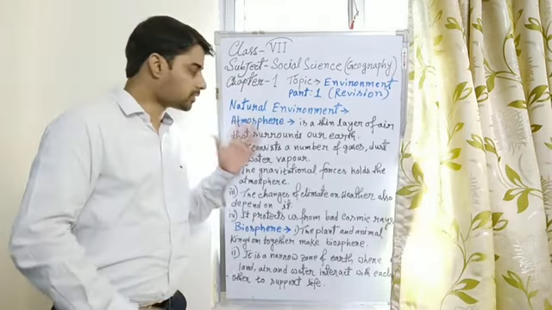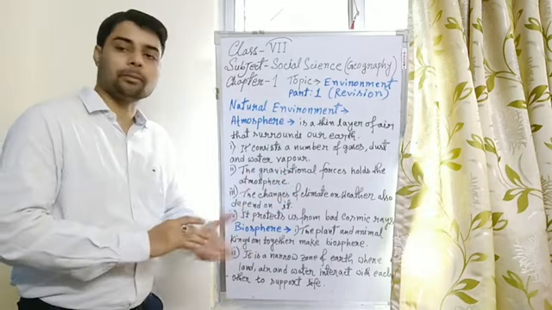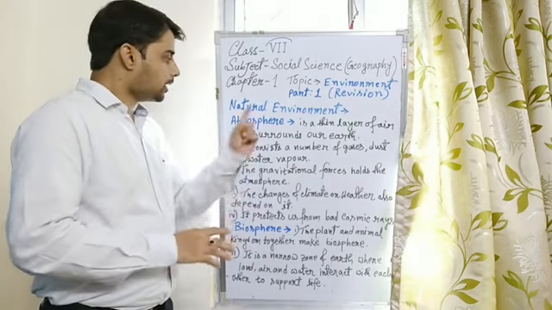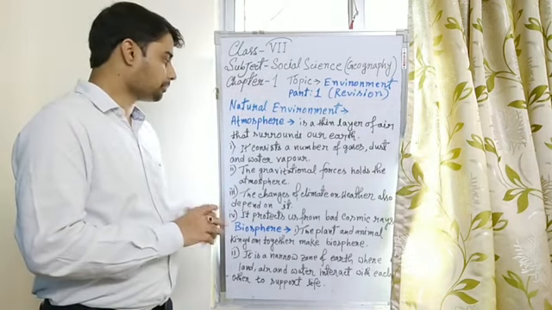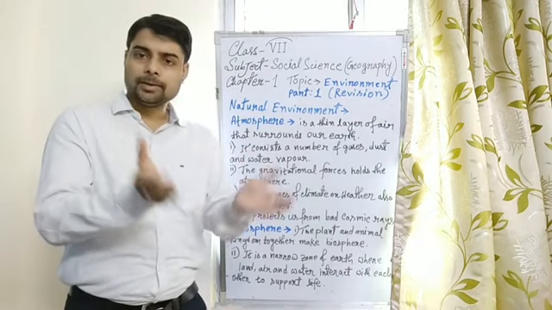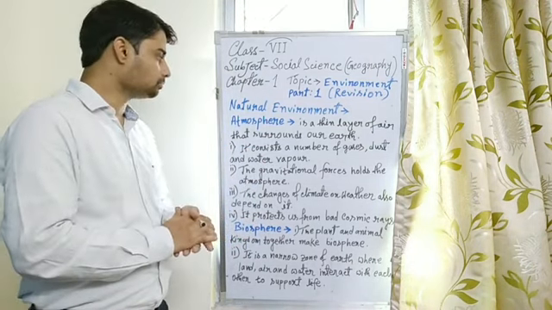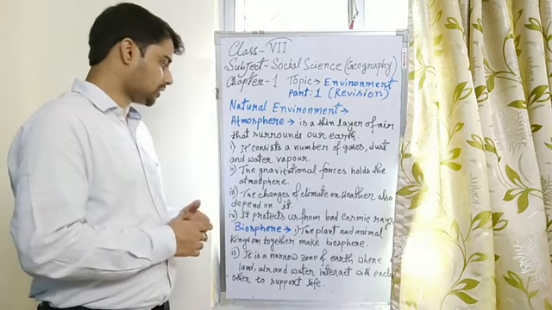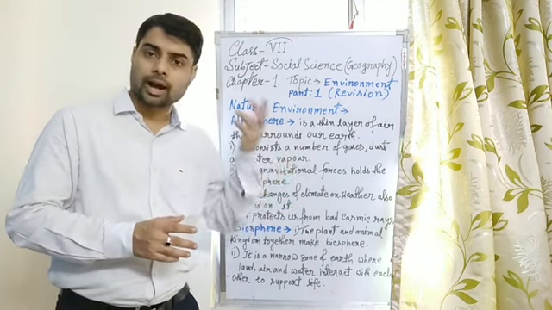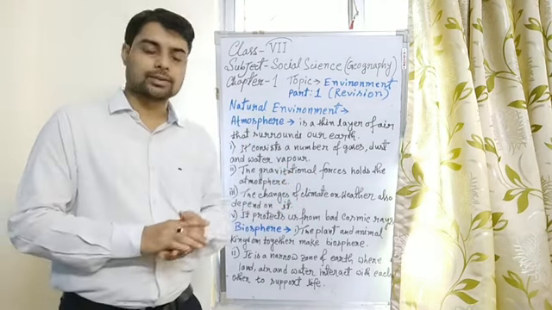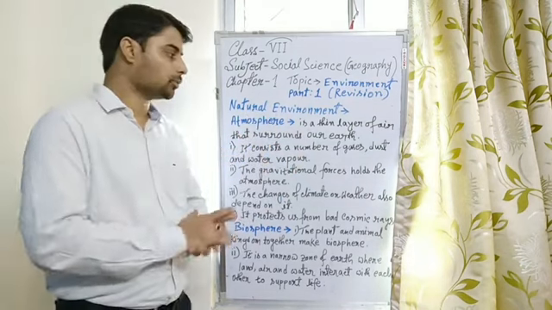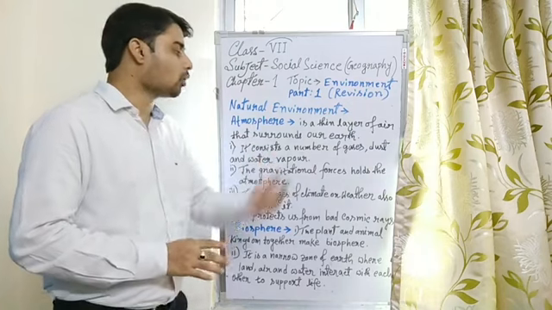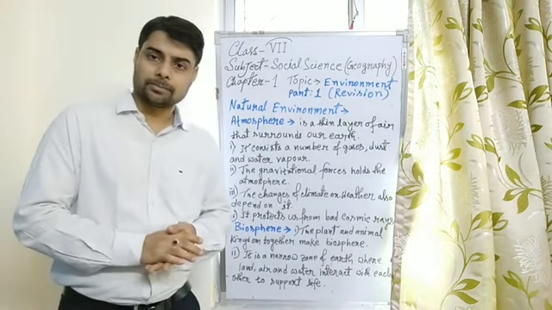Okay, now we will discuss the remaining two parts, the atmosphere and the biosphere. So what are the features of atmosphere? Let's check. It is a thin layer of air that surrounds our earth, and it consists of a number of gases like oxygen, hydrogen, nitrogen and other gases like radon, xenon, krypton, etc., as well as dust and water vapor.